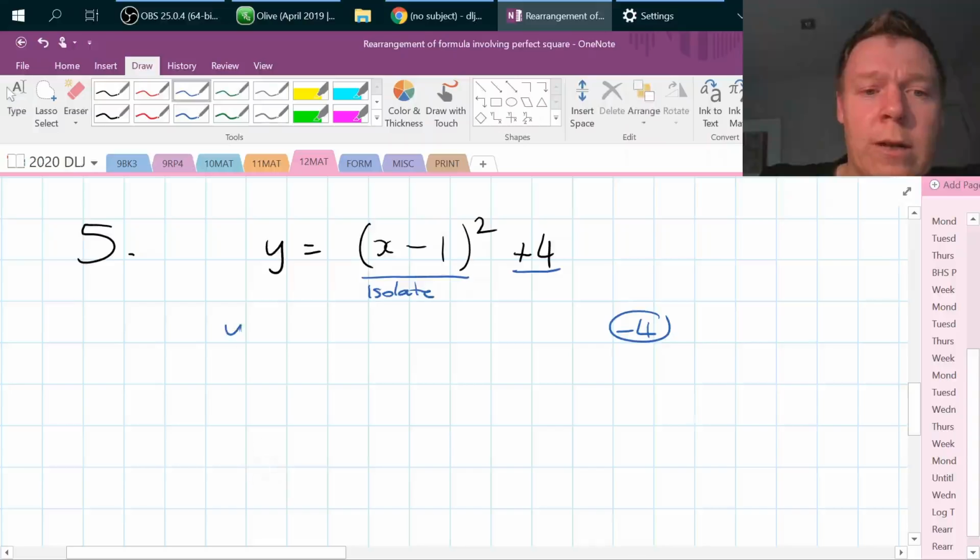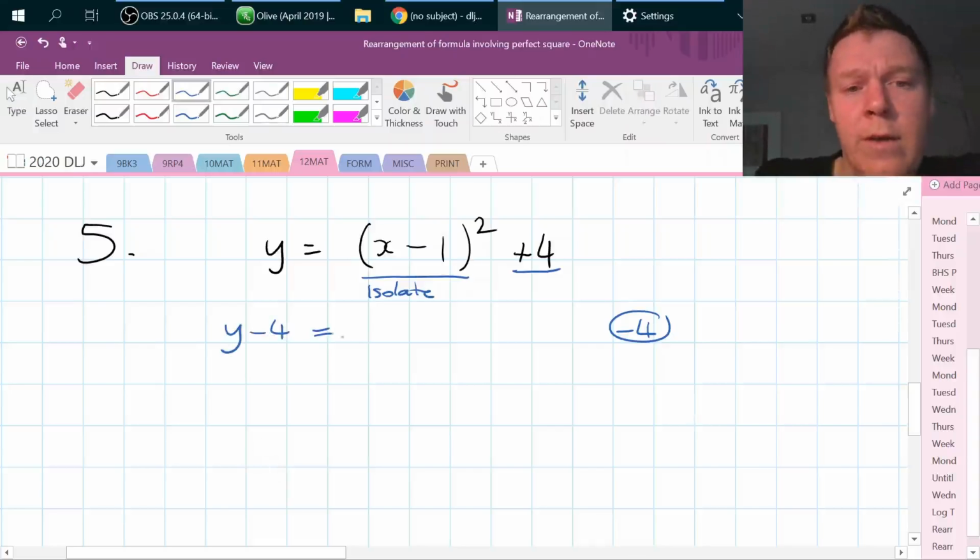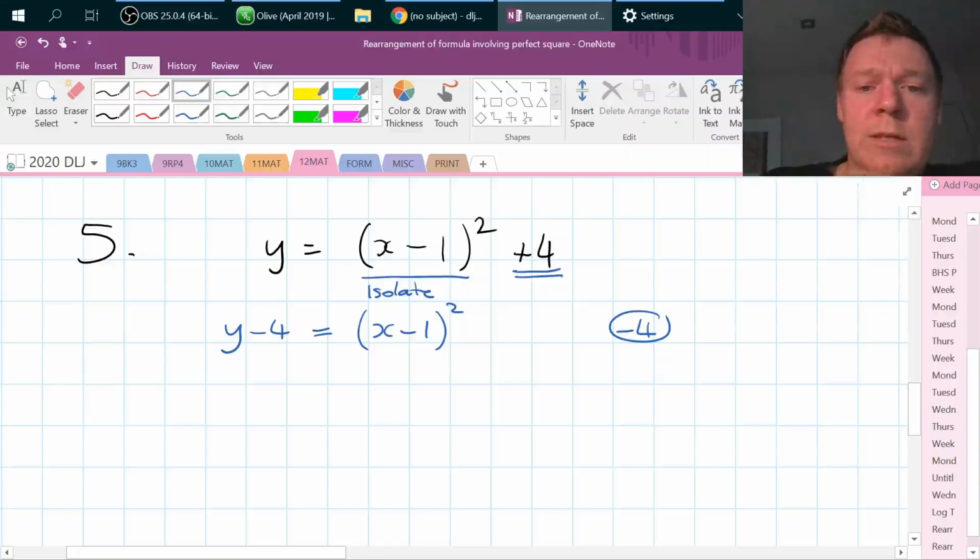So that's going to look like y minus 4 equals x minus 1 squared. So we've just moved that plus 4 term essentially to the other side. It's become a negative 4. Okay, now we're ready to do the square root of both sides. So this time the square root is going to go over all of the y minus 4.